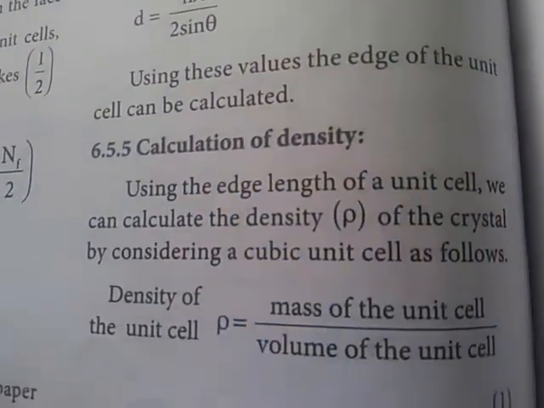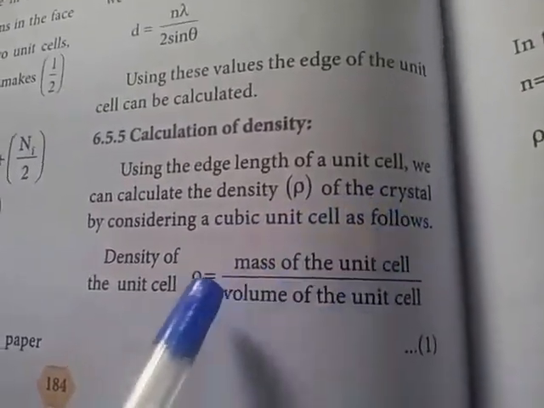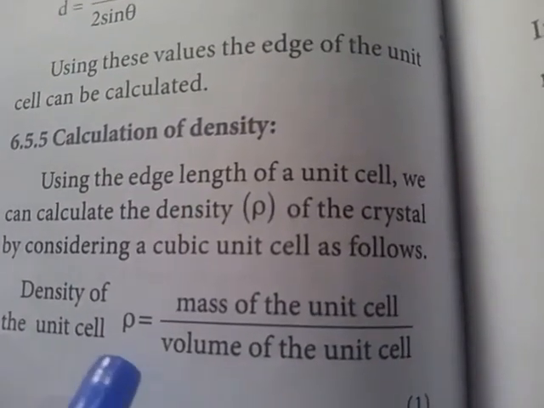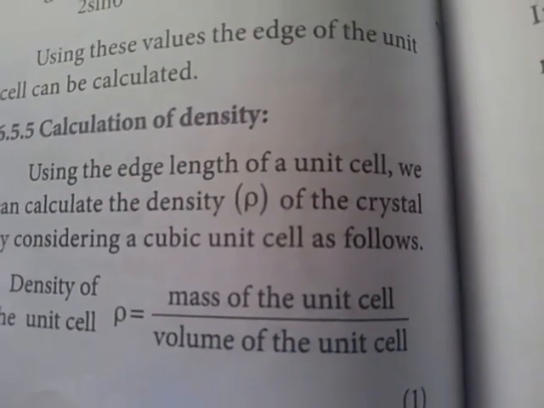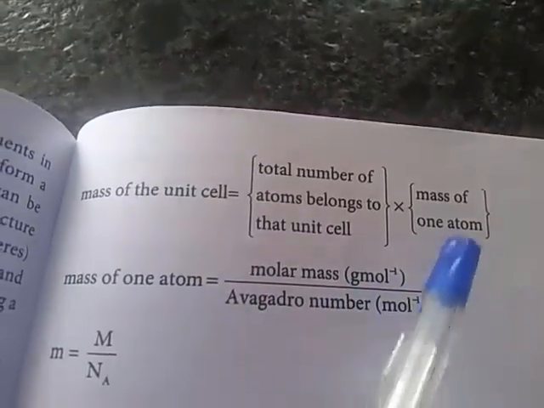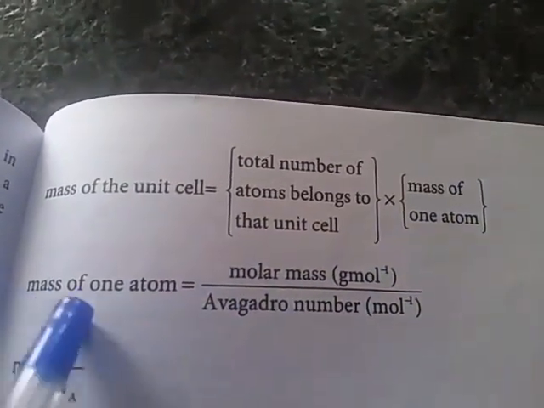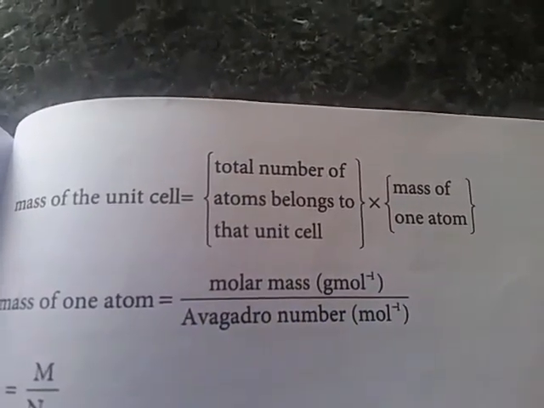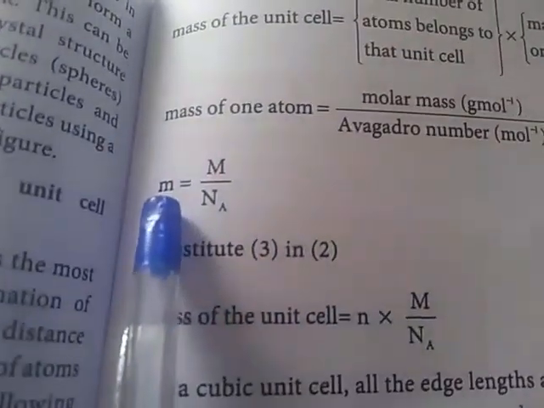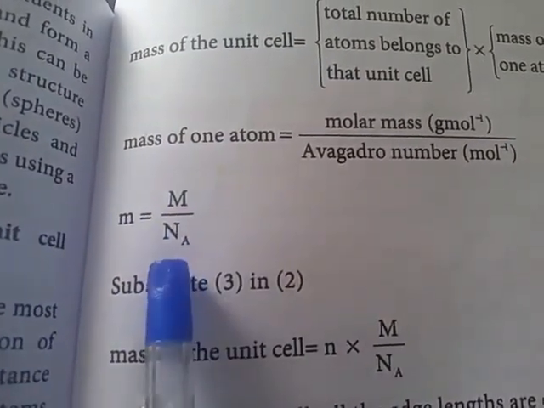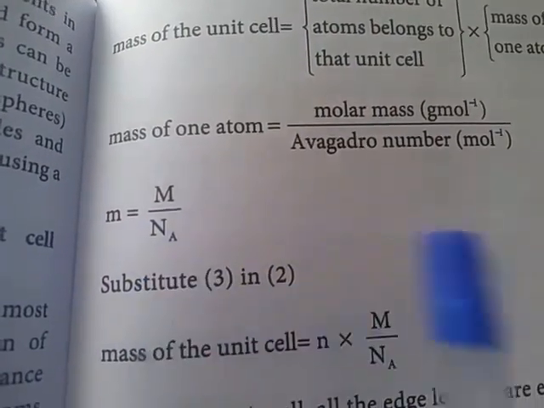Now, how to calculate the density? Using the edge length of the unit cell, we can calculate the density rho of the crystal. Density of the unit cell, rho, equal to mass of the unit cell divided by volume of the unit cell. Mass of the unit cell is nothing but the total number of atoms belonging to that unit cell times the mass of one atom. Mass of one atom, small m, is equal to molar mass capital M divided by Na, which is the Avogadro number.